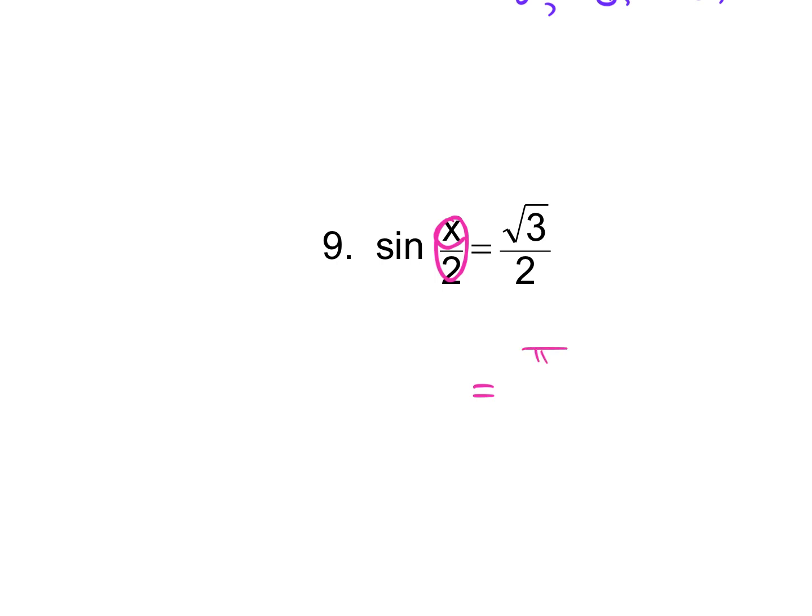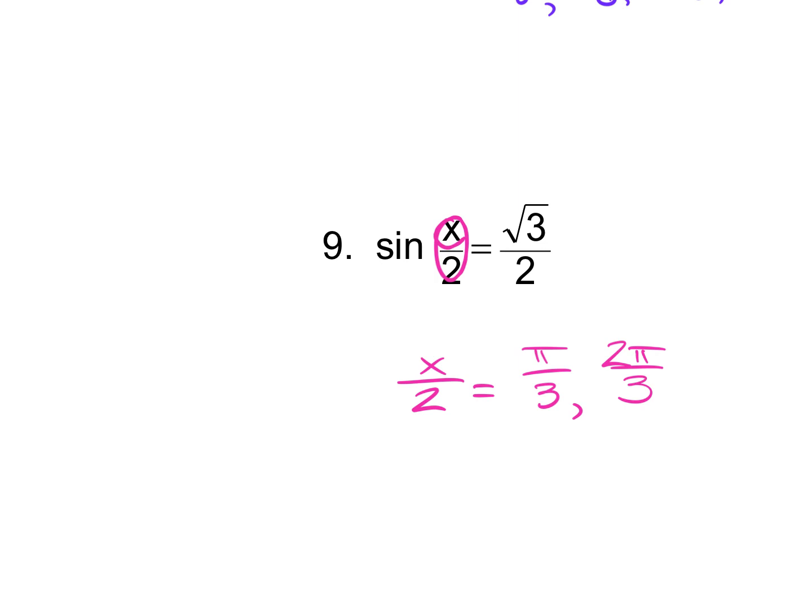Pi over 3, and also 2 pi over 3. This time, these are my answers for what, though? Not 2x, x over 2. Remember I told you when it was a 2x, it shrunk our set of answers so that we needed some extras, because when we divided by 2, it shrinks them. What are we going to do this time to solve?